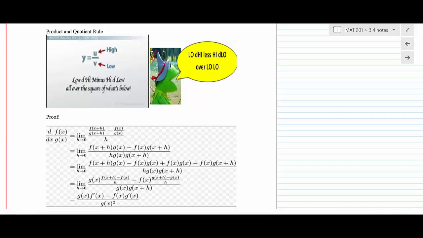And the D means derivative of. A lot of times students just say low-D high less high-D low over low squared or something like that. I always just do bottom times derivative of top minus top times derivative of bottom over bottom squared. But you can do it that way too. Sometimes students catch on to that better.